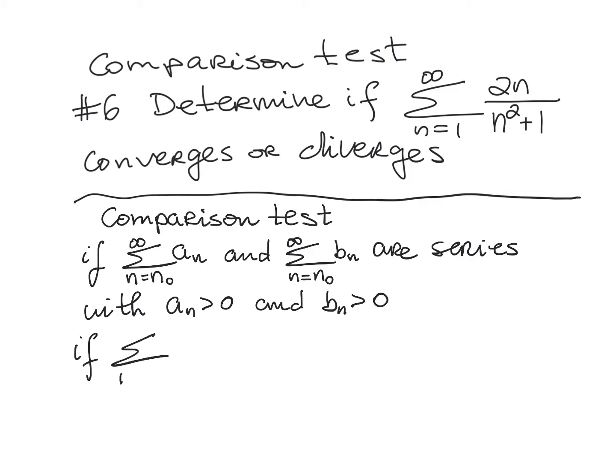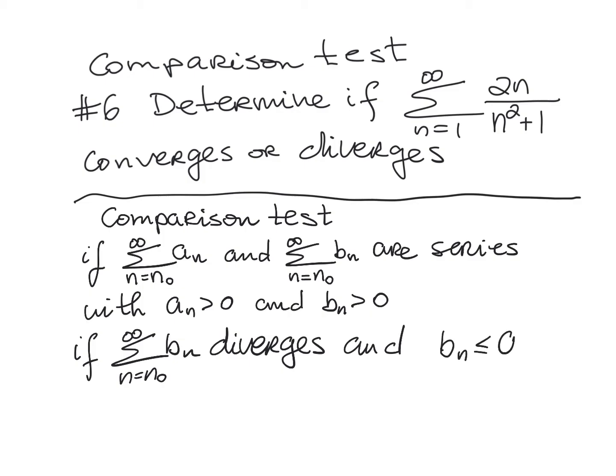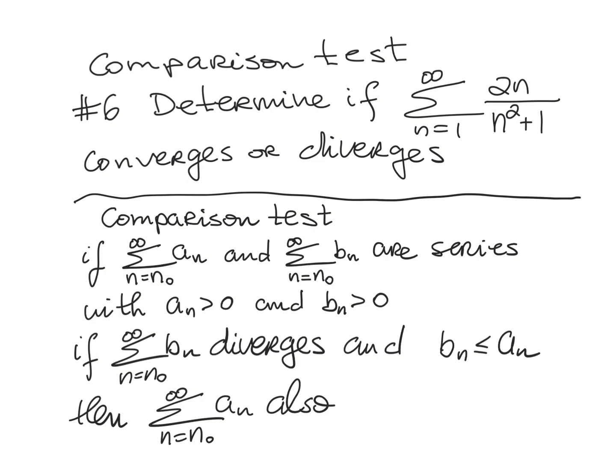And then if the b sub n series, n equals n0 to infinity of b sub n, diverges, and the a sub n's are at least as big as b sub n, so we would say b sub n is less than or equal to a sub n, for all n or all n after a certain point, then the a sub n series also diverges. So remember, this is the divergence part of the comparison test. There's also a convergence part, but we're not going to need that here.